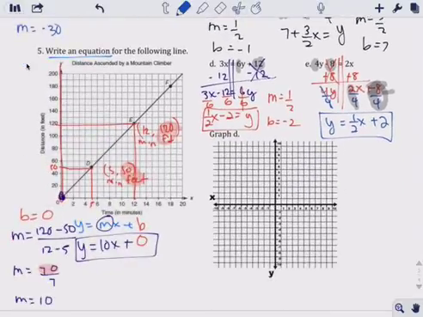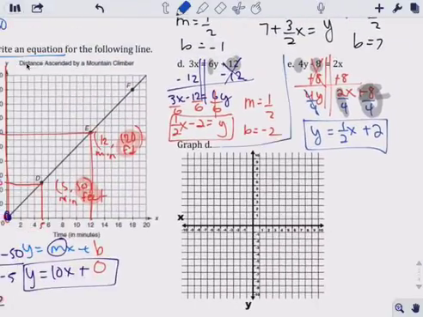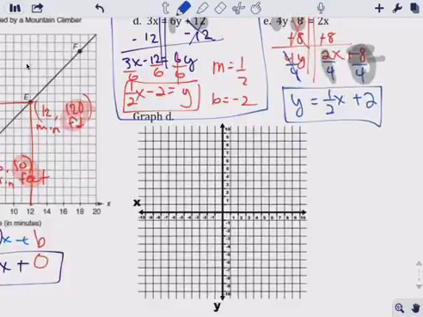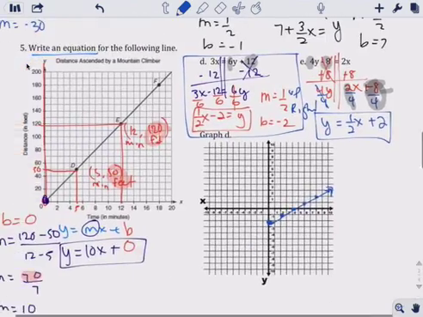Okay? Now graph letter D. So here they want you to graph D. D is right here. The y-intercept is -2. That's right there. You go up 1 over 2. Up 1, right 2. Up 1, right 2. Okay? Graph D.